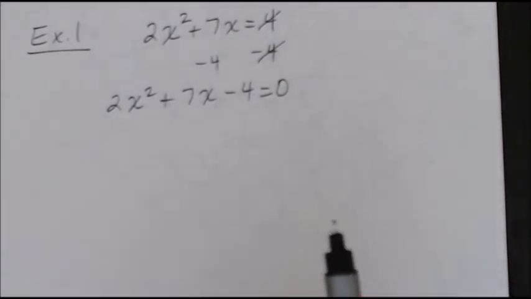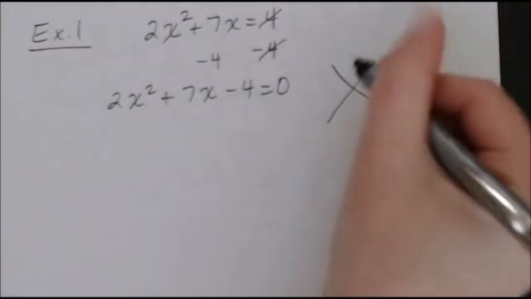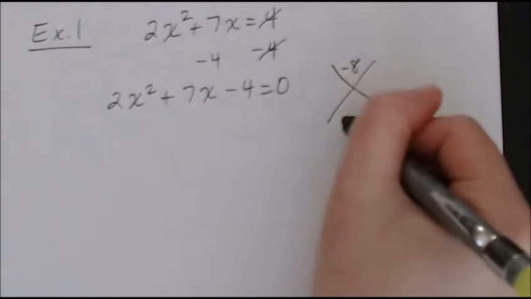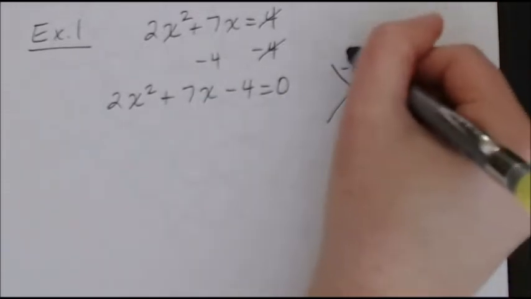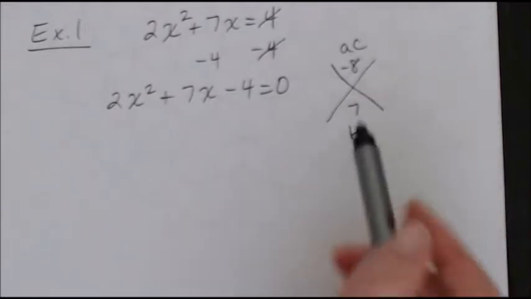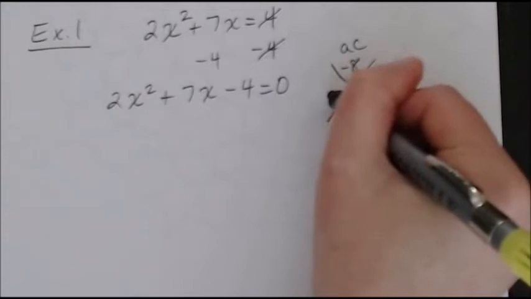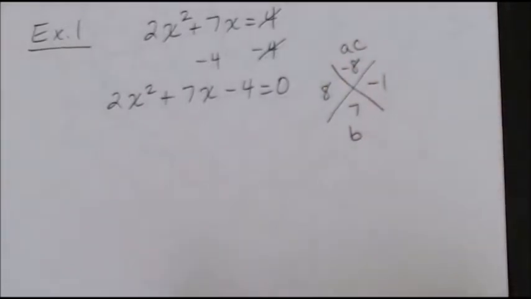If you remember the method I showed you back in chapter P, the second video rather, and I showed you something along these lines. 2 times negative 4 was negative 8, and then b is 7. That goes in the bottom of this little diamond. This is called the AC method. If you can find numbers that multiply to negative 8 and add to 7, this will factor, and I believe 8 and negative 1 will do it.